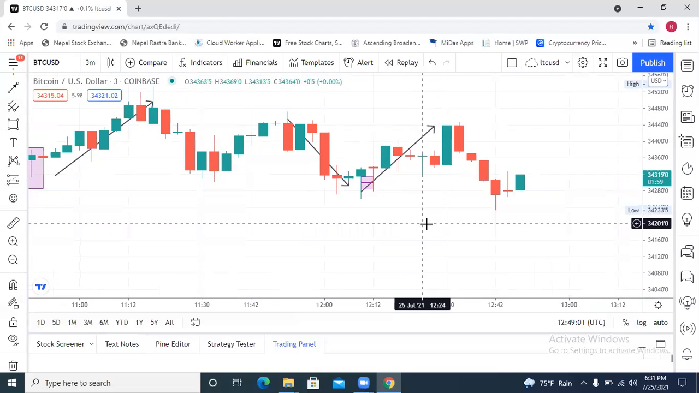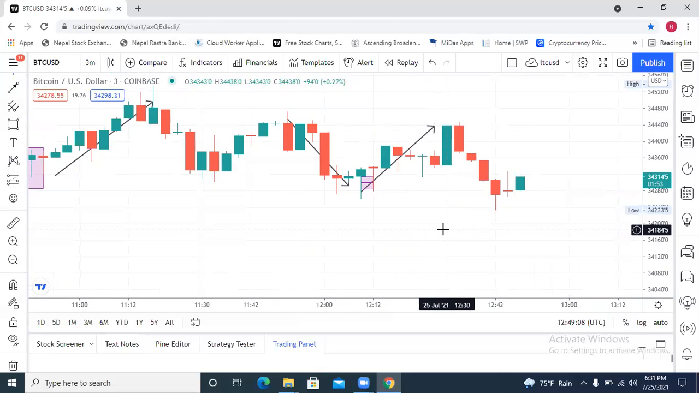So identification of the hammer, shooting star, and hanging man are very important candlestick patterns to understand the reversal pattern of the market. Okay, thank you.